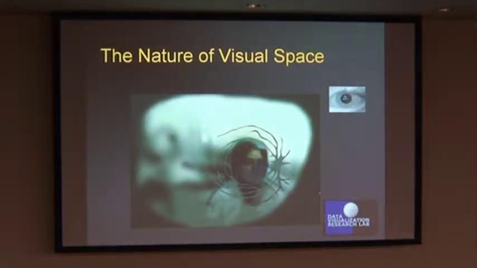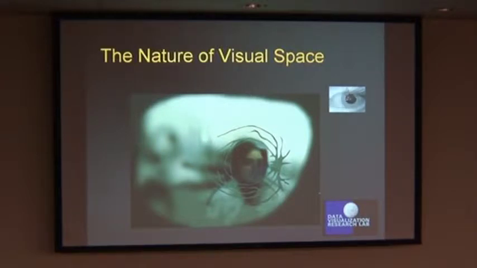So this is a sort of segue, a 10-minute tutorial on human perception. Visual space, as we sample it, we don't actually just get the whole thing. We only have detailed vision in a very small area called the fovea in the center of vision, where we can get exquisite detail.